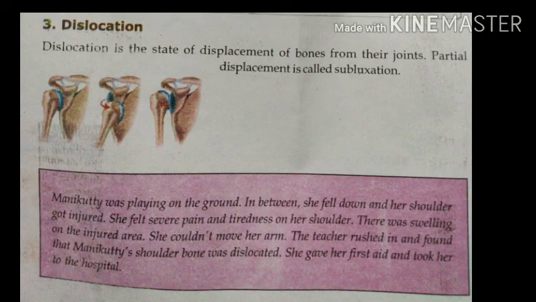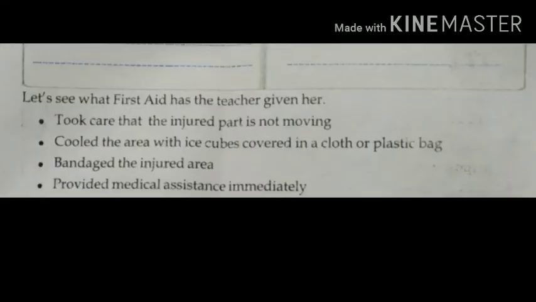The third one is dislocation. Dislocation is the state of displacement of bones from their joints. Partial displacement is called subluxation. Let's see what is the first aid for dislocation. Take care that the injured part is not moving.